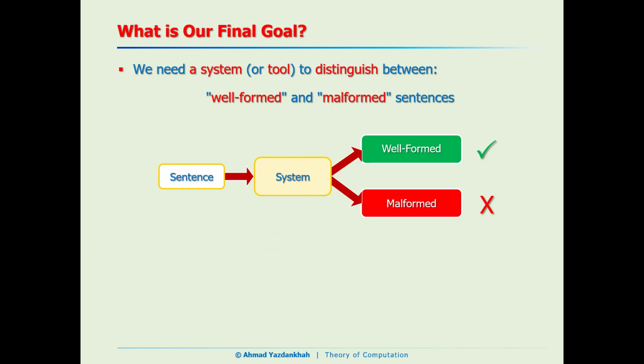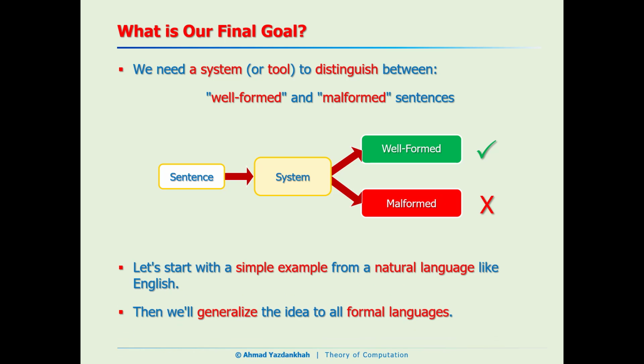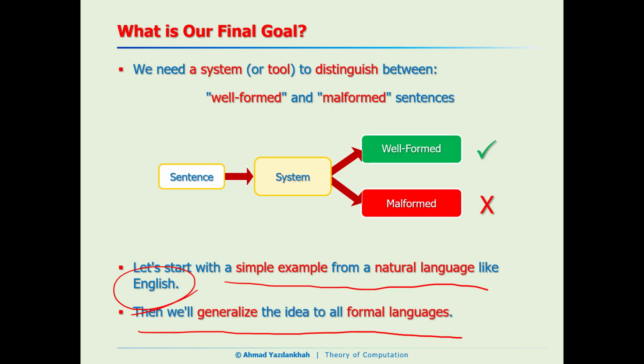Okay, so right now we know what we are looking for, but how can we get that kind of system? We need more knowledge to be able to prepare such a system. So we start from a simple natural language grammar, like the English language that we all are familiar with. After that, we generalize the idea to all formal languages.